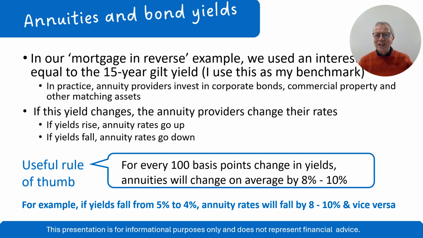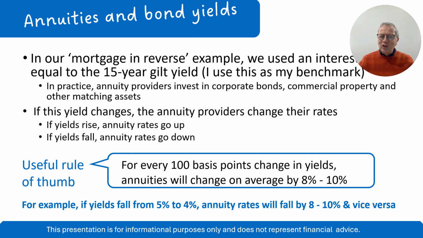Now we'll look at annuities and bond yields. In our mortgage in reverse example, we used an interest rate equal to the 15-year gilt yield. I use the 15-year gilt yield as the benchmark, and I refer to this when I write and talk about annuity trends. But in practice, annuity providers don't invest mainly in gilts. They invest in corporate bonds, commercial property, and other matching assets. This means that if yields change, the annuity providers change their annuity rates. And if yields go up, annuity rates go up. If yields go down, annuity rates go down.